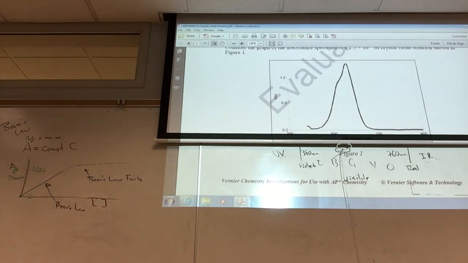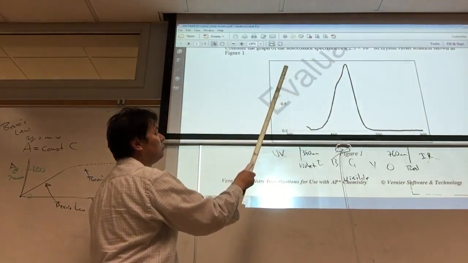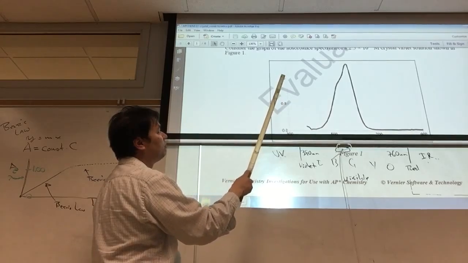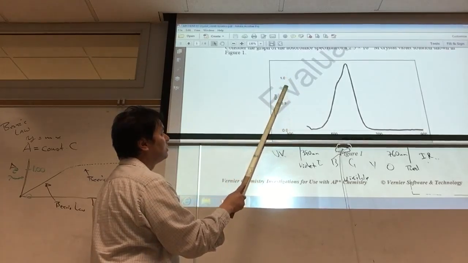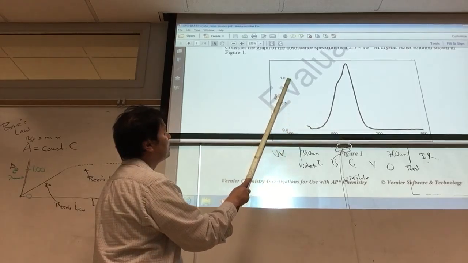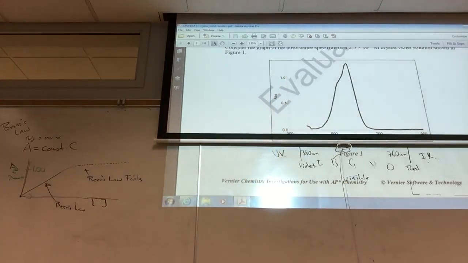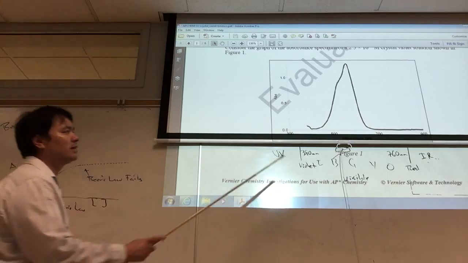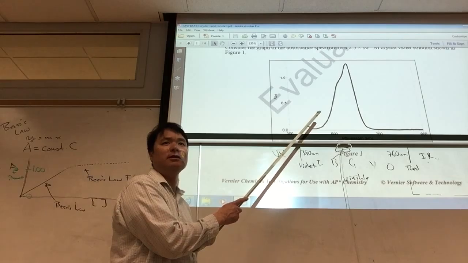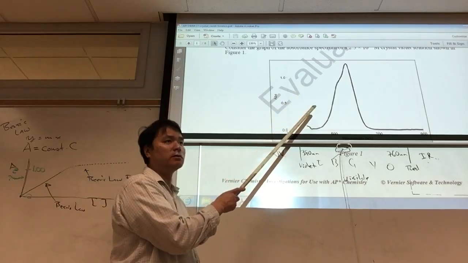Well, let's take a look at this absorbance here. What is the absorbance of this? When I look at the absorbance, it turns out to be about 1.3. That has an absorbance of 1.3, which means it's in the nonlinear region. And so we need to get this into the linear region. How do we get this into the linear region? We would dilute it. We dilute it to get a lower absorbance.